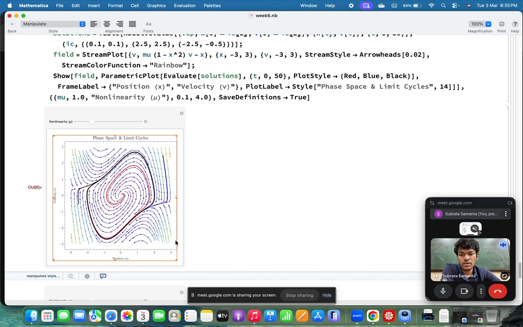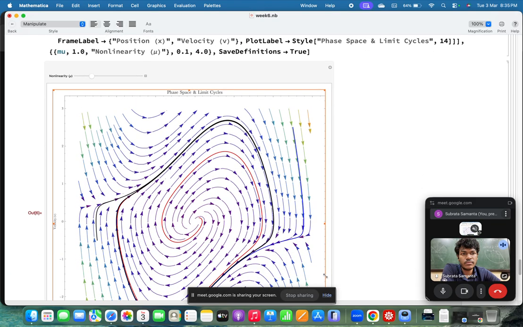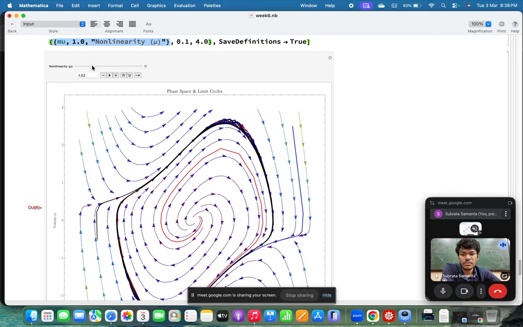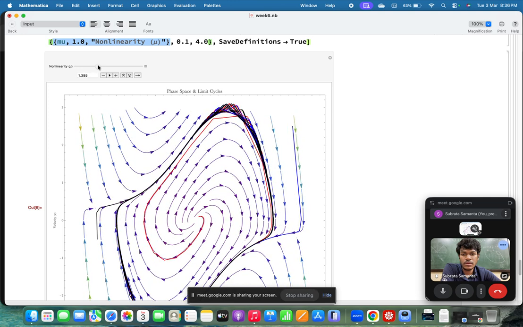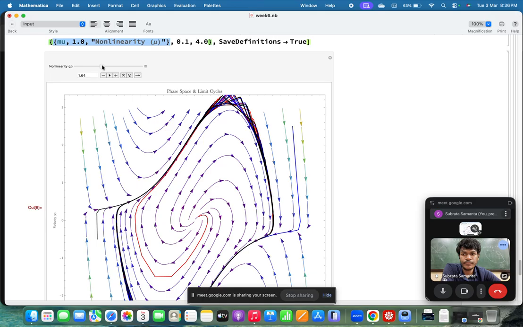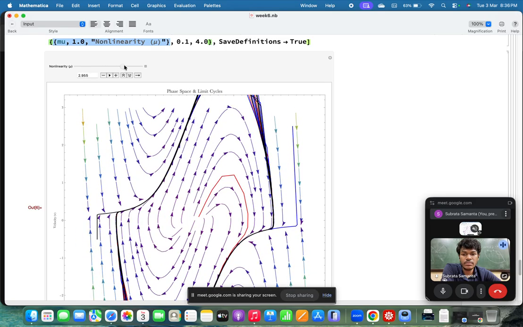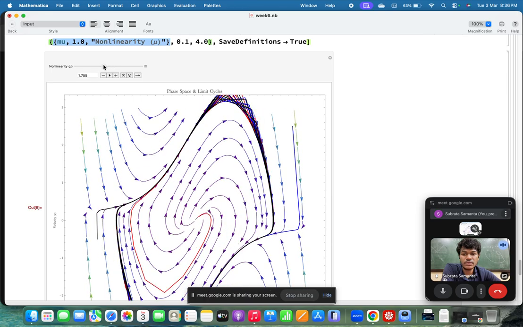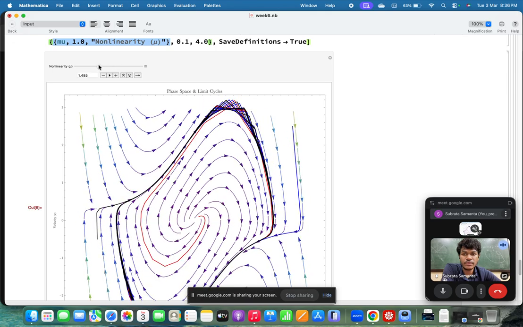You see, there is a slider for mu. This is for mu equals 1.0 because I fixed it, so it returns the plot for 1.0, but we have a slider from 0.1 to 4.0. You can change this, and if you change this, you see how it changes. For large mu, ultimately, whatever your initial condition is, they reach after some time one cycle.